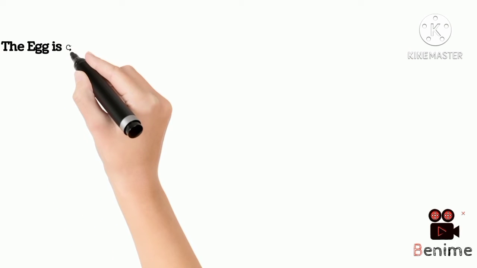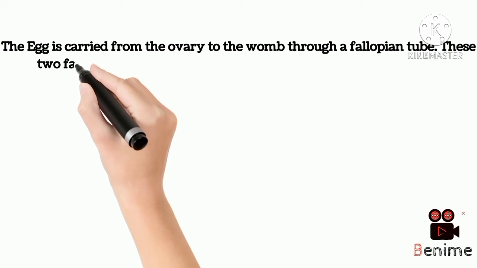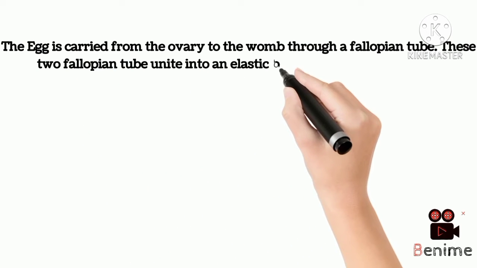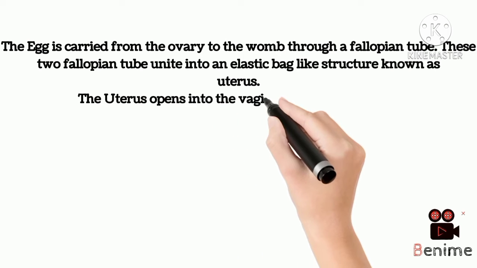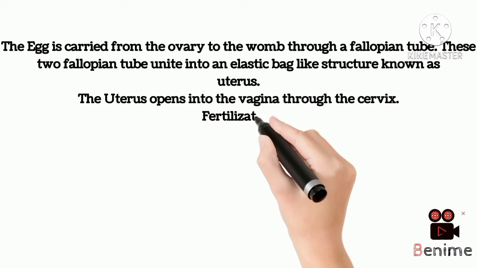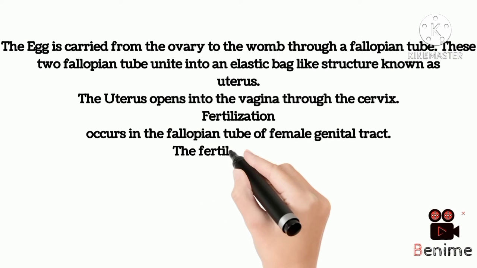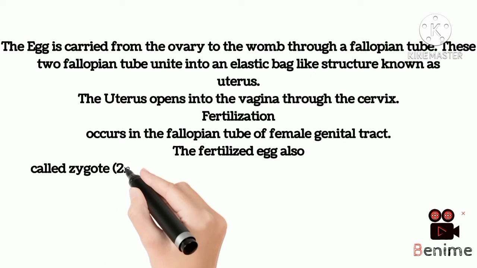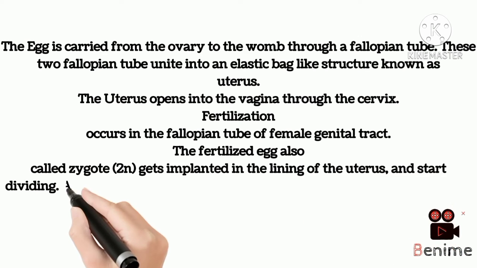The egg is carried from the ovary to the womb through a fallopian tube. These two fallopian tubes unite into an elastic bag-like structure known as the uterus. The uterus opens into the vagina through the cervix. Fertilization occurs in the fallopian tube of the female genital tract. The fertilized egg, also called zygote (2N), gets implanted in the lining of the uterus and starts dividing.